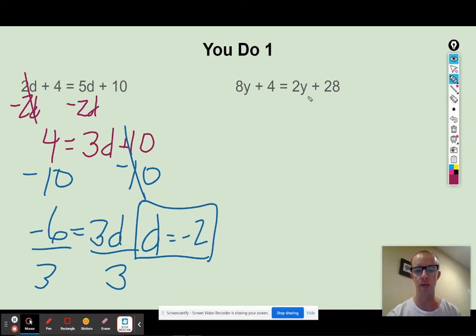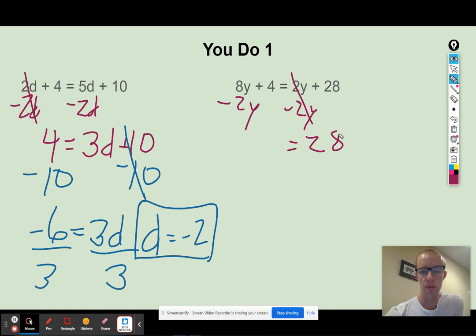All right, let's go to the next one here. I have 8y plus 4 equals 2y plus 28. I'm going to subtract 2y from each side because the 2y is smaller than the 8y. On this side of the equation, the 2y's cancel out. The positive 28 I didn't use, so it drops straight down. This side, 8y minus 2y is 6y plus 4 equals 28.